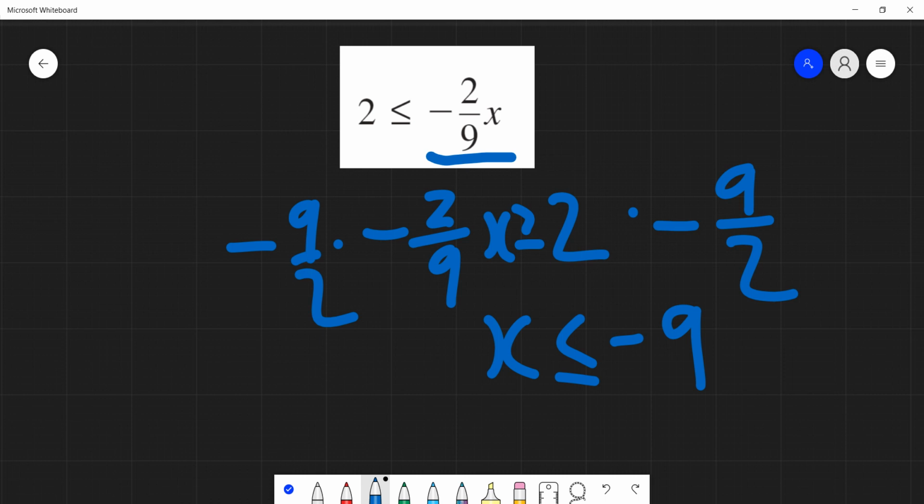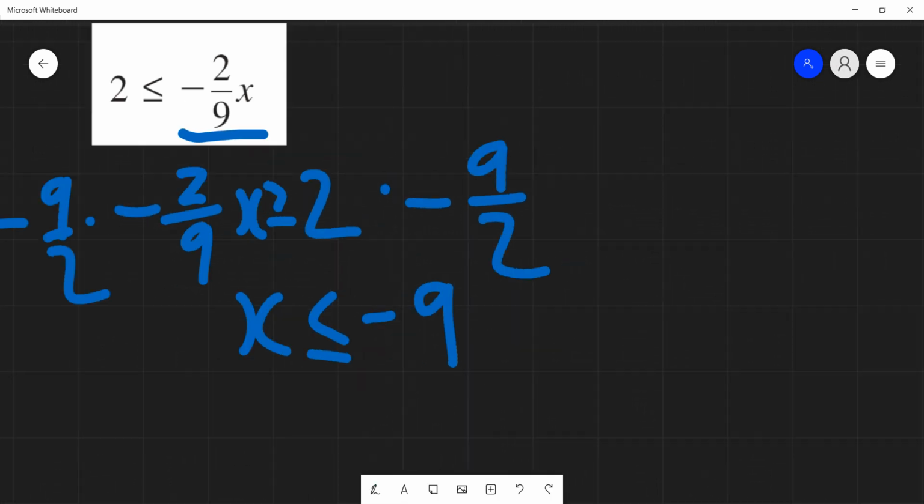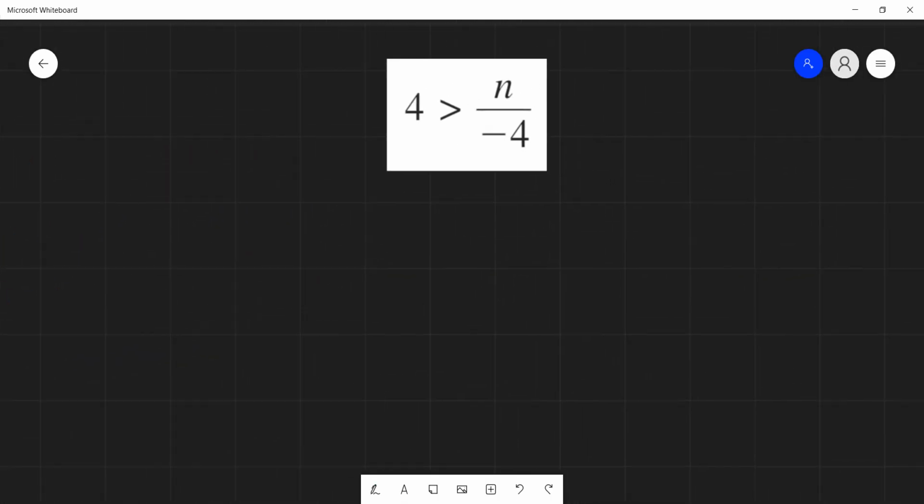This rule only applies for inequalities, and always note that when it's greater than and you're multiplying or dividing by a negative number, it would become less than. And then if it's greater than or equal to, it would become less than or equal to, and vice versa for both of those cases. So let's take a look at this one last problem.